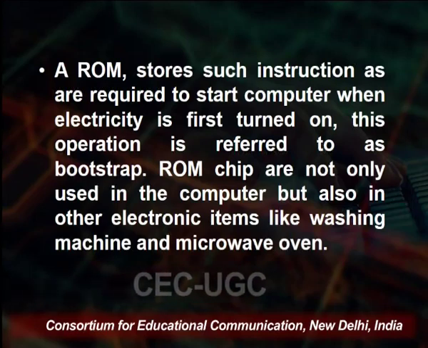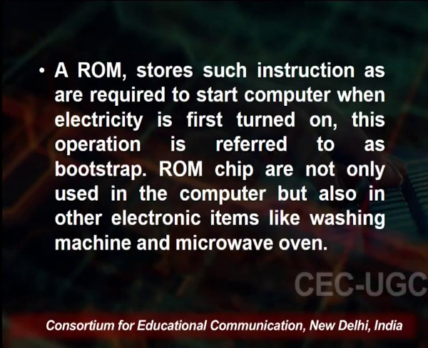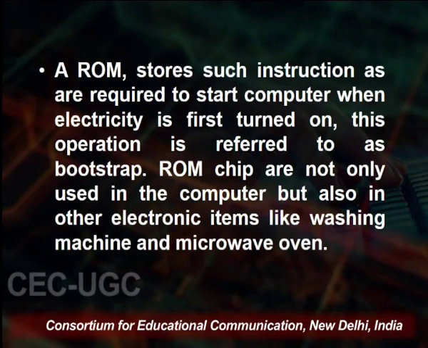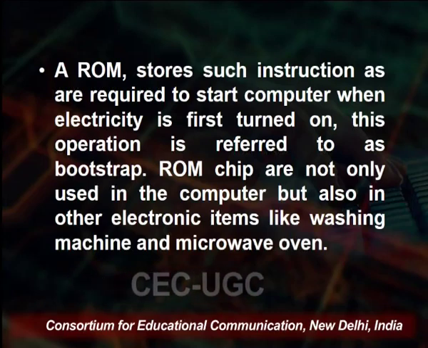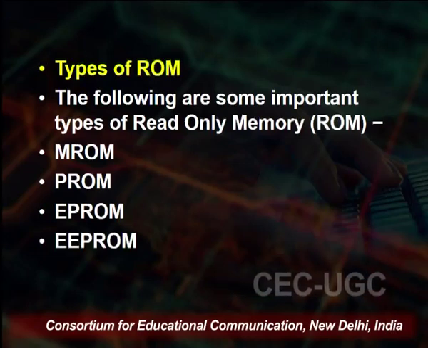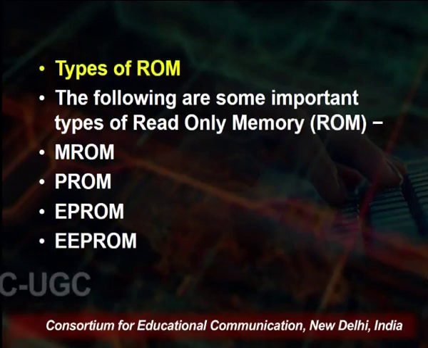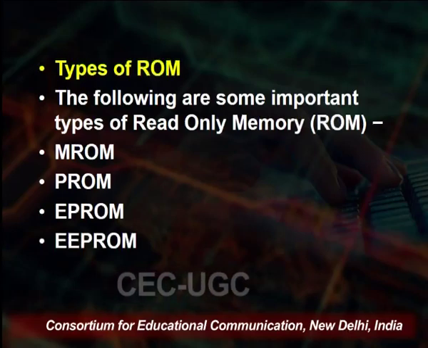ROM chips are not only used in computers but also in other electronic items like washing machines and microwave ovens. In many electronic devices we use the ROM. There are many types of ROM like MROM, PROM, EPROM and EEPROM, and we will discuss the different types of ROM in the next lecture. Up to now we have discussed the RAM, that is random access memory, and its types static and dynamic. After that we defined the types of dynamic memory. Now we will discuss the ROM in the next lecture.